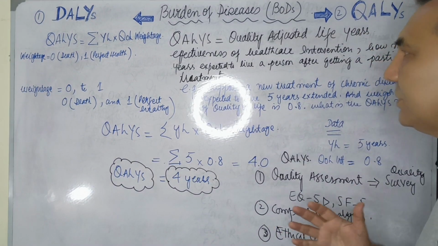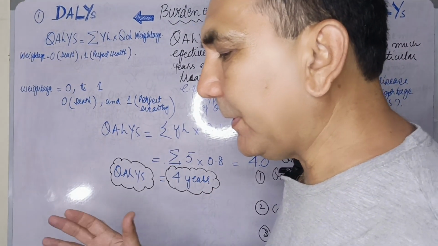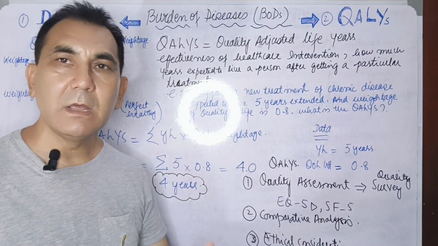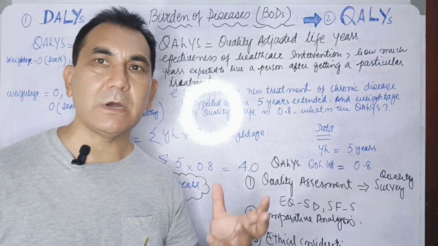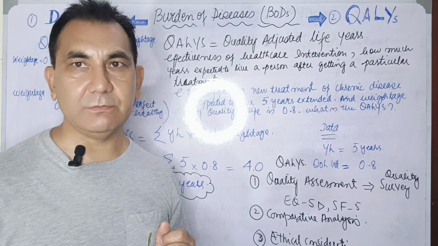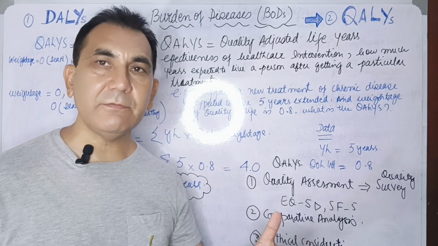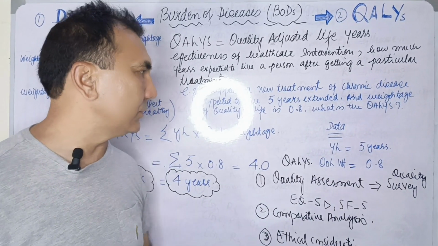The QALYs mostly provide the platform at the decision making level, that among the different types of treatment or program, which treatment is more cost effective or which may give the more expected quality of life for the population or for the individuals.